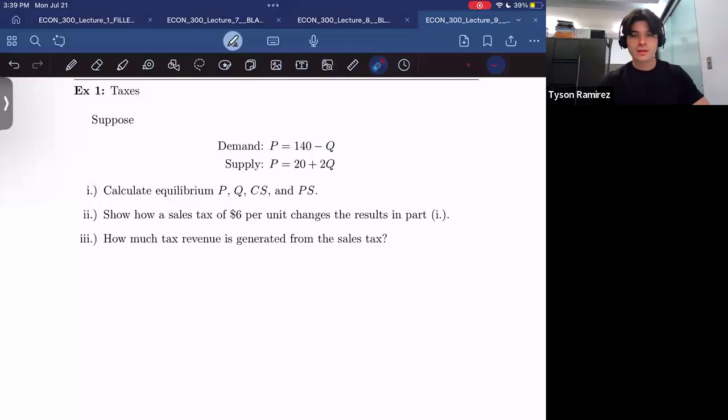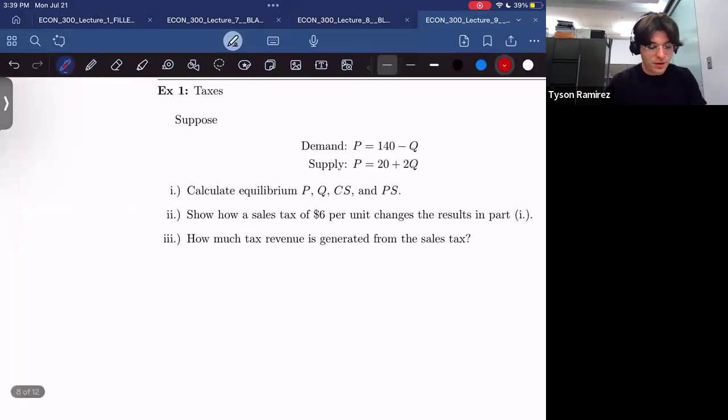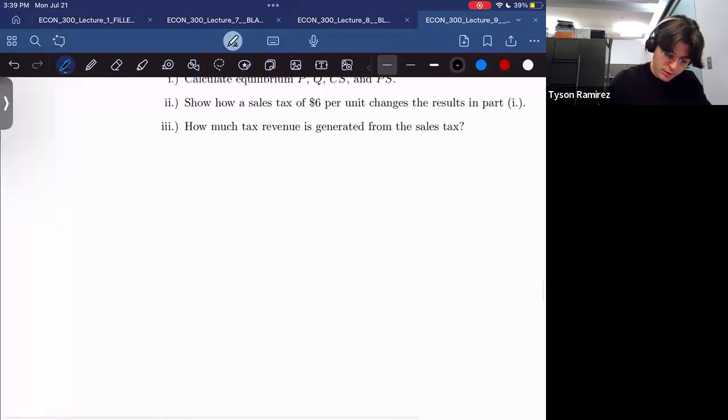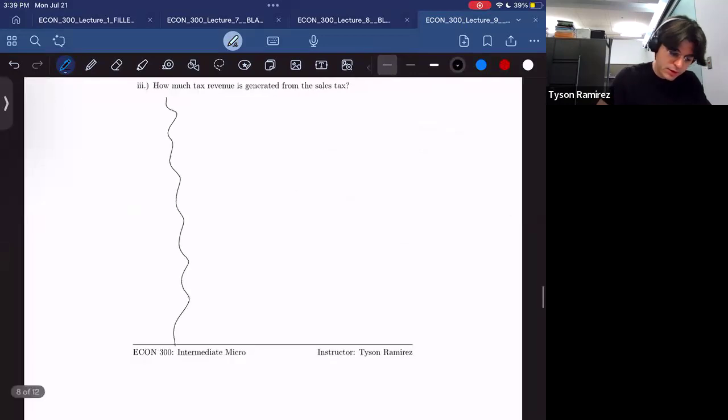Let's start with taxes. Before I even begin the problem, I'm going to give you guys some notes. Let me save, how about this much space here?